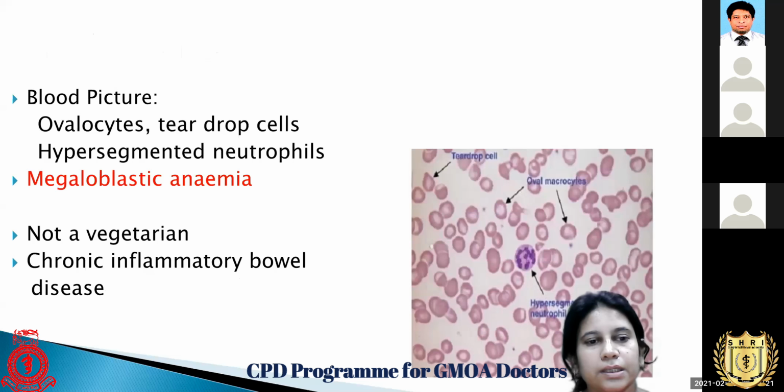So you further investigate the patient by blood picture. Blood picture, okay, there are a lot of ovalocytes, teardrop cells, and hypersegmented neutrophils, diagnosed as megaloblastic anemia. She is not a vegetarian, but when you dig into the history, she gives a history of chronic inflammatory bowel disease. So possibly an absorption disorder with megaloblastic anemia.